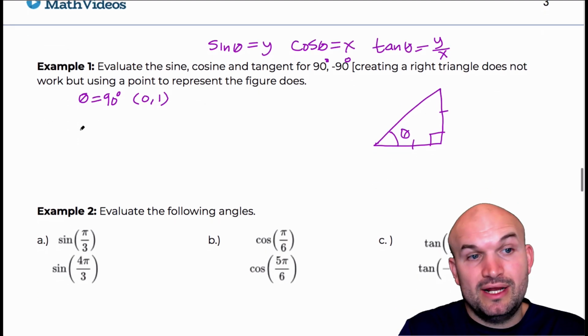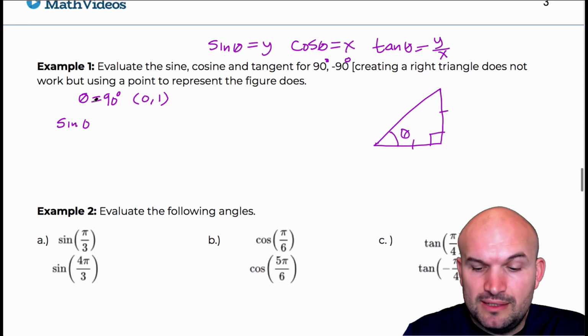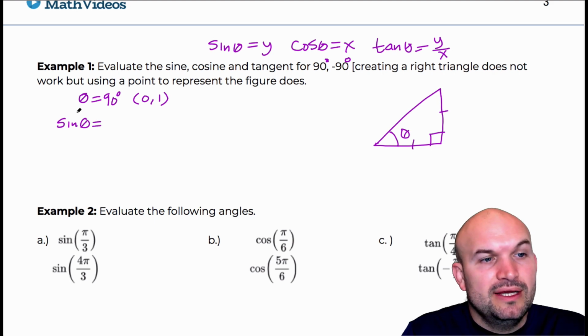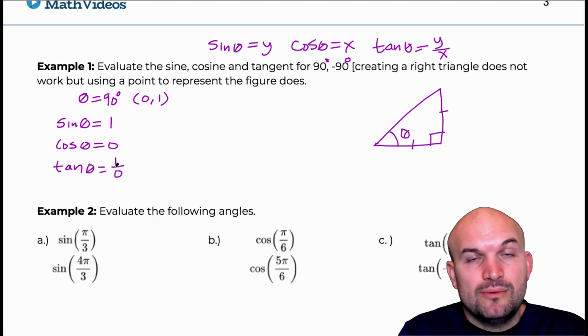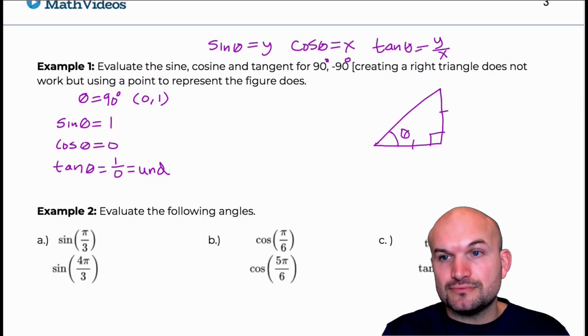So from there, what I can do is now evaluate the sine, cosine, and tangent. So the sine of, let's actually just do 90 degrees because that's what I had. So theta is 90. The sine of theta, in this case, is going to be 1. The cosine of theta is equal to 0. And the tangent of theta is going to be y over 0. Well, we can't divide by 0, so that is going to be undefined.